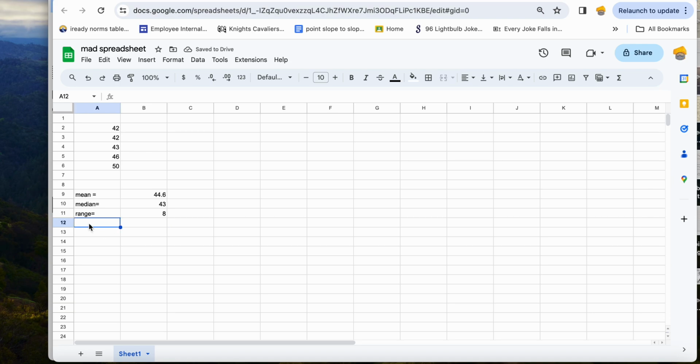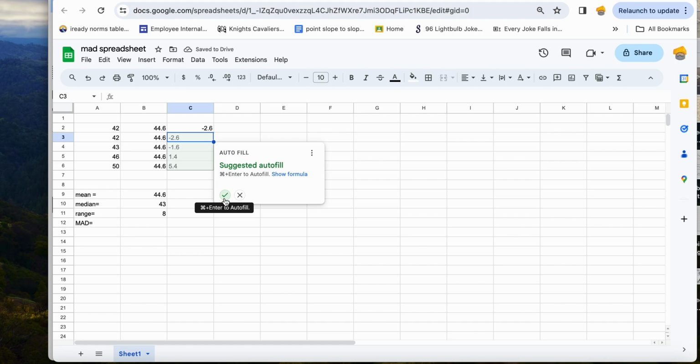Okay. Now comes the hard part. We're going to do the mean absolute deviation. What does that equal, right? Okay, so the way that you do this is you say, okay, I'm going to take the mean, okay, 44.6. So I'm going to put it here, 44.6. Okay, 44.6. And I want to do that. We're going to do a subtraction between these, right? So I do this and I say, okay, in this column, in C2, I'm going to say equals A2 minus B2, okay? And then I'll take the autofill, okay?